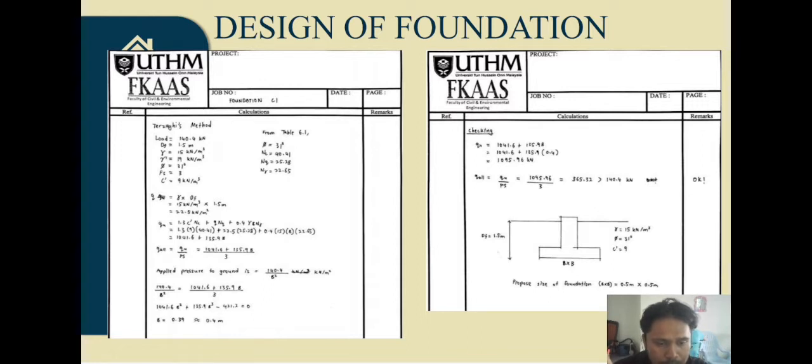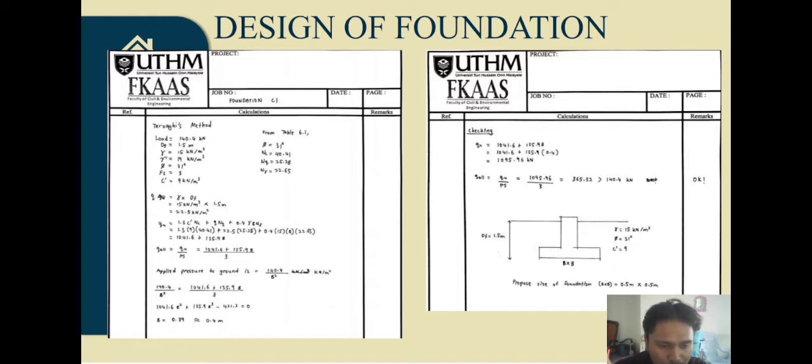To find the B, we need to compare the applied pressure to ground, which is 140.4 per B squared. We use the trial and error method and get B as 0.39, then round off and get 0.4 meter for the B.